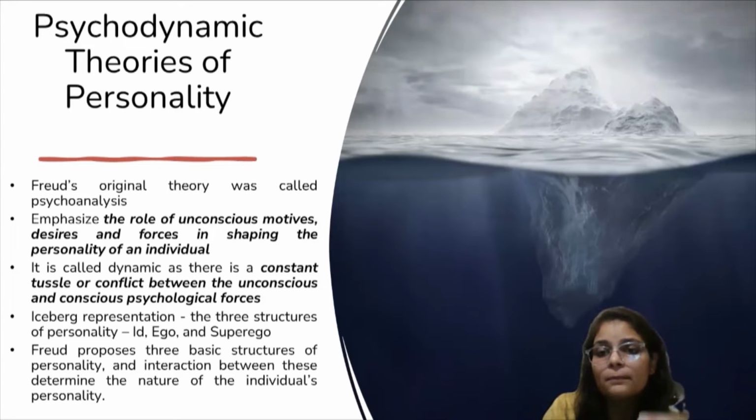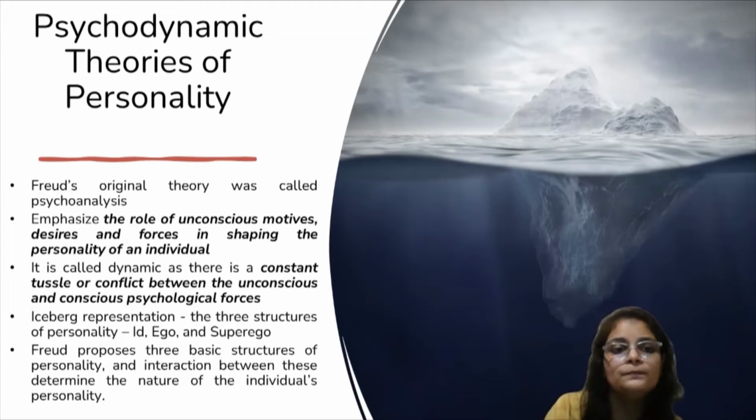The larger part, which is below the ocean and not seen from the upper level, is our unconscious mind. And the little tip of the iceberg that we are aware of right now is our conscious mind. That is our awareness. His theory is called dynamic, as there is a constant tussle or conflict between the unconscious and the conscious psychological forces. He also stated three structures of personality: id, ego, and superego. He also proposes that the interaction between these determines how one's personality is going to be.